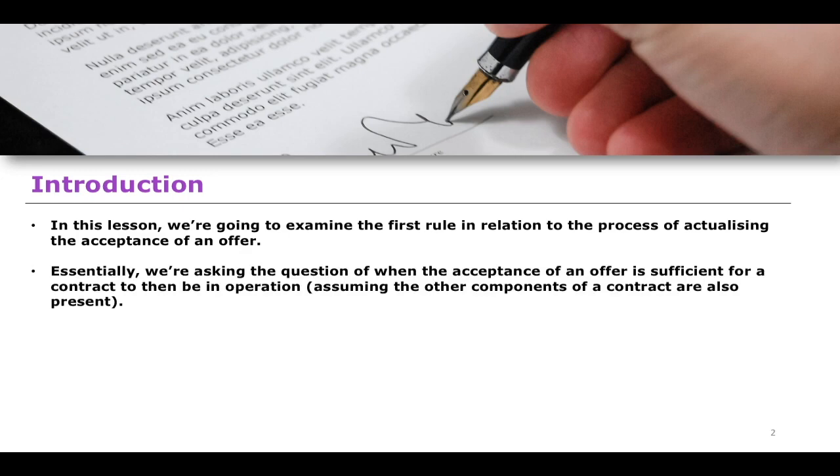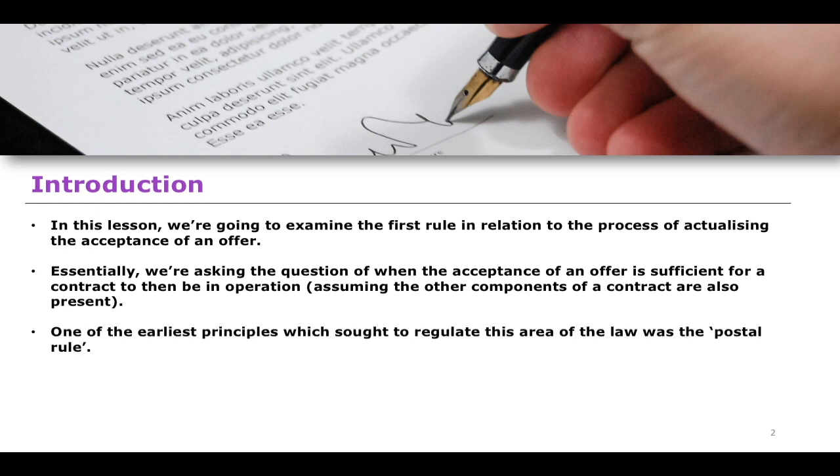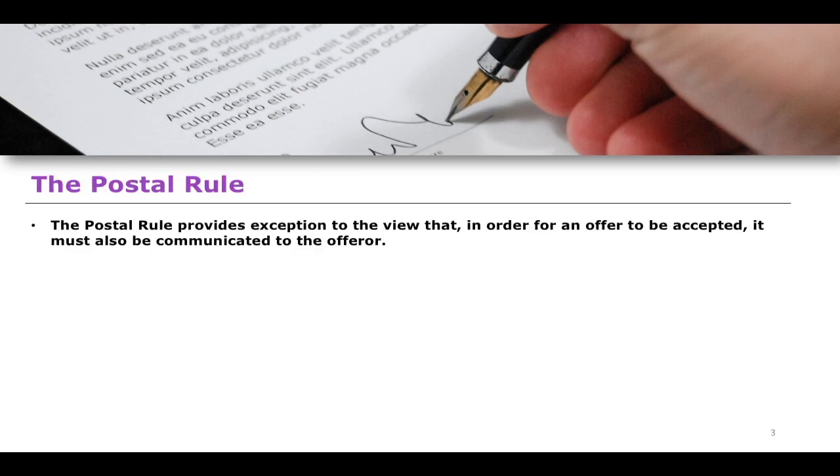Essentially, when we're asking the question of when an acceptance of an offer is sufficient for a contract to then be in operation, we have to think about one of the earliest principles, which is this idea of the postal rule. It's sought to regulate this area of the law. Now, ultimately, what the postal rule does is provide an exception to the view that in order for an offer to be accepted, it must be communicated to the offeror. So in today's understanding of contract law and in the original understanding from the early beginnings, there was this view that if you are going to accept an offer, and for that acceptance to be valid and actualized and therefore for a contract to begin, the offeror has to have been communicated that the offer has been accepted.